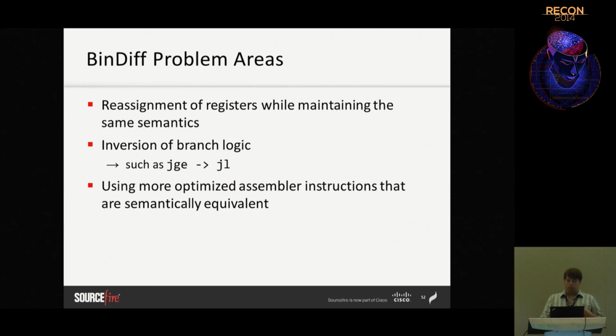So just briefly, the idea behind the semantic engine is that we will still see problems no matter how good heuristics get with register reassignment, branch inversion, using different optimization flags so that it's using different series of instructions to represent the same semantics of code. So at the end of the day, a syntactical comparison or a structural comparison is never going to do the complete job.